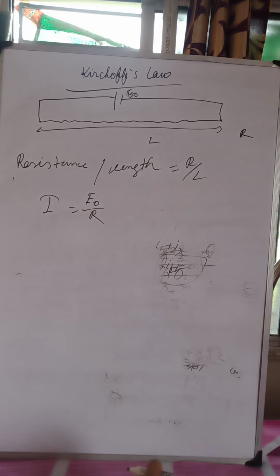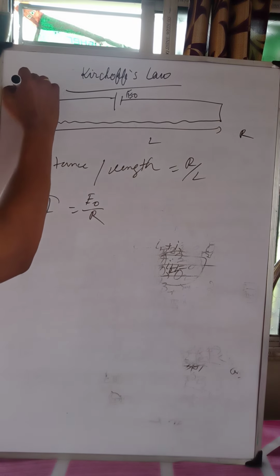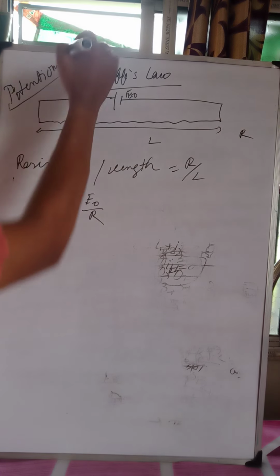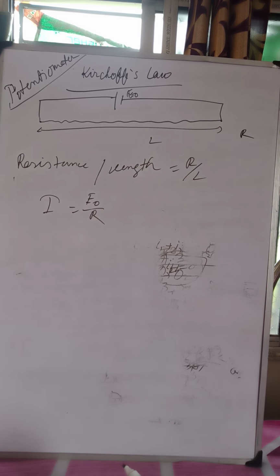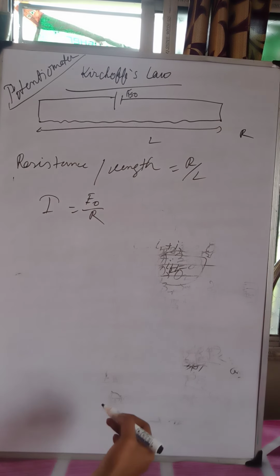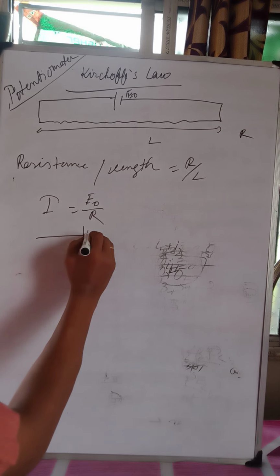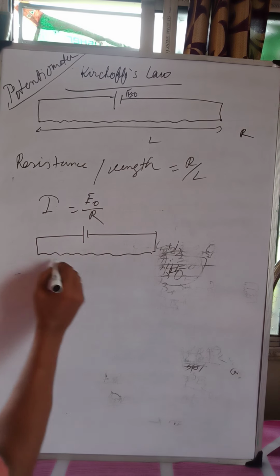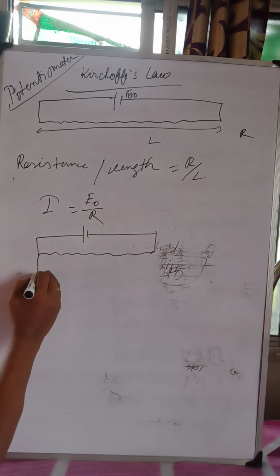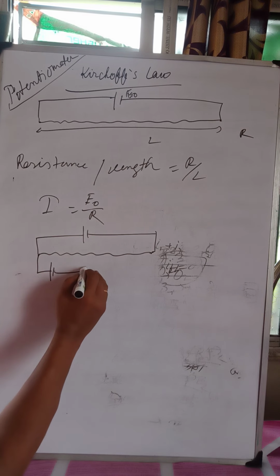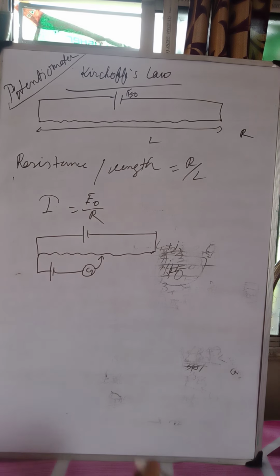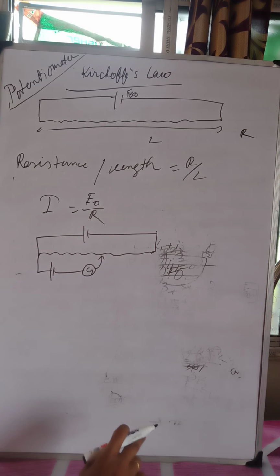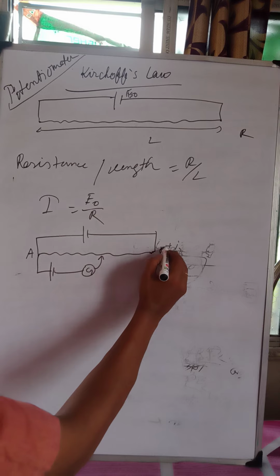Now how can we use this potentiometer? See how we can use the potentiometer to determine the EMF of a cell. That is the potentiometer configuration. Now suppose we connect a cell here with a galvanometer and then the jockey. That jockey can slide through this wire. Now suppose the ends are named A and B.